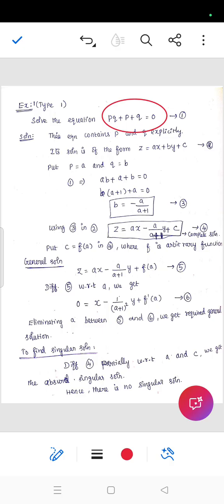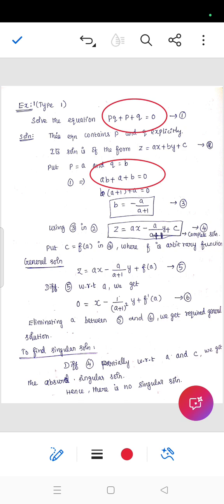Next step, put p equal to a and q equal to b. What will you get? In equation 1 we will get ab plus a plus b equal to 0. Find b in terms of a, we will get b equal to minus a divided by a plus 1. So using the value of b in the previous solution, equation number 2, what will you get? z equal to ax plus, in place of b we put minus a divided by a plus 1, into y plus c. So this is the complete solution.